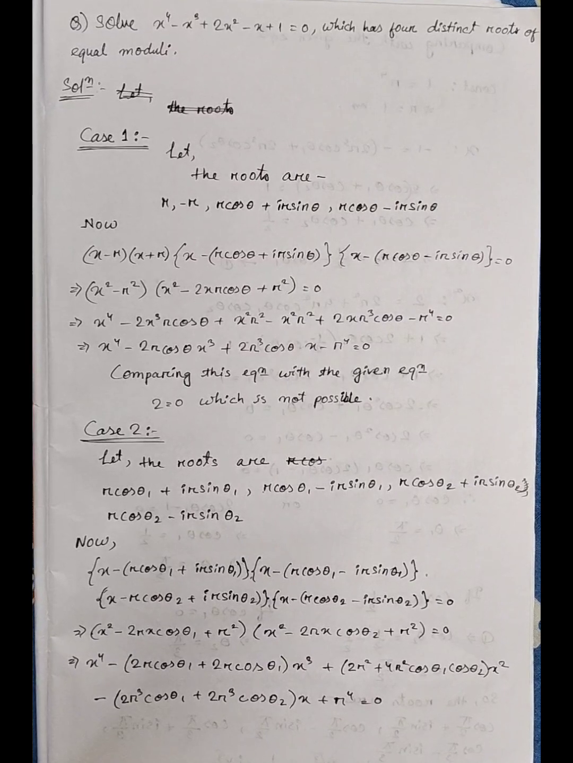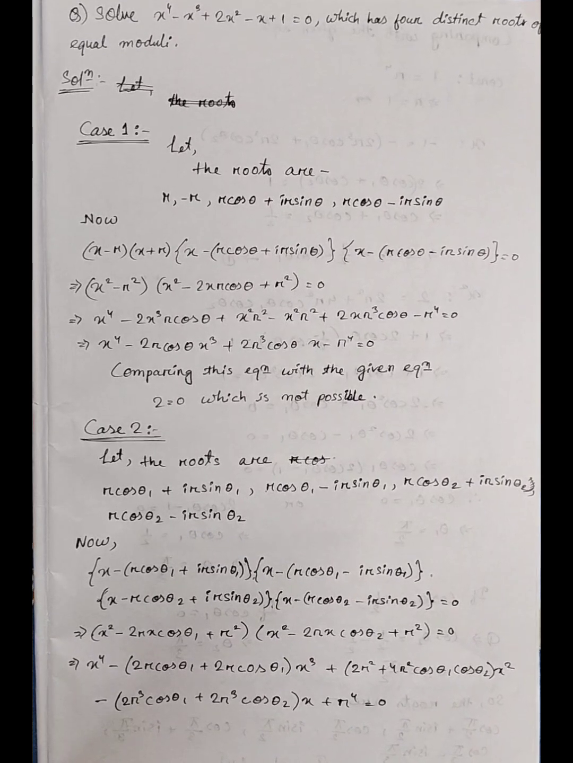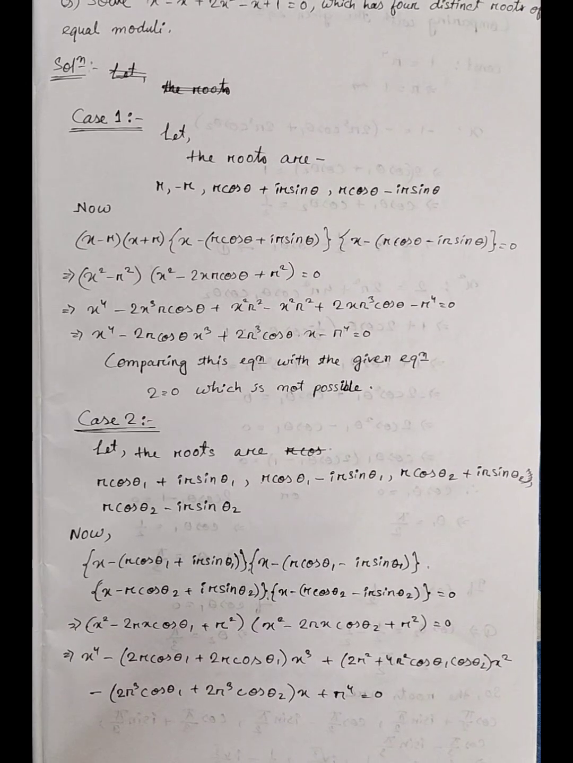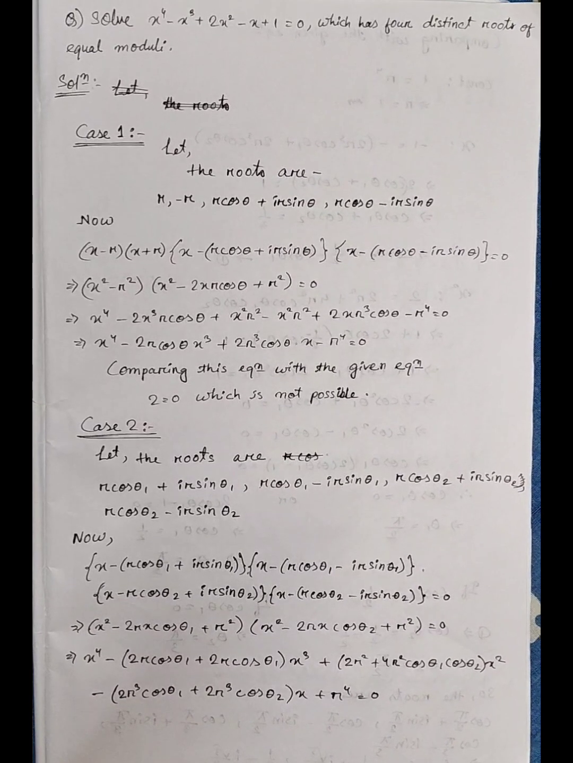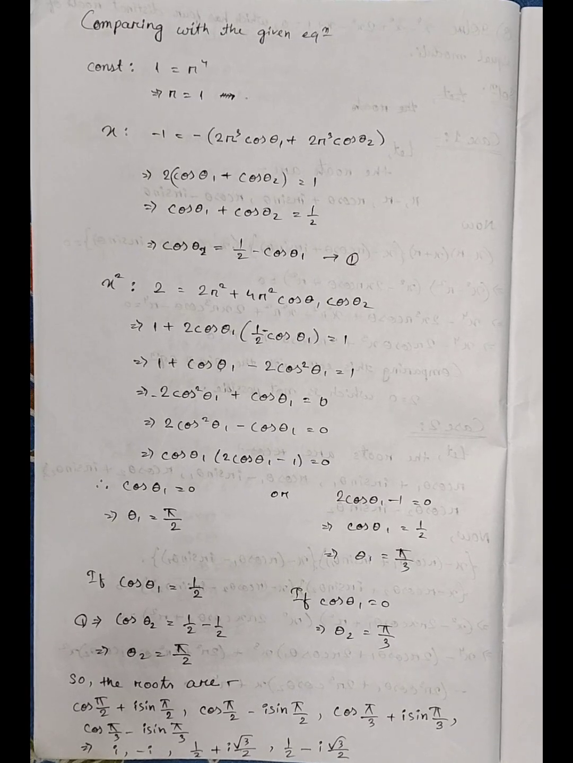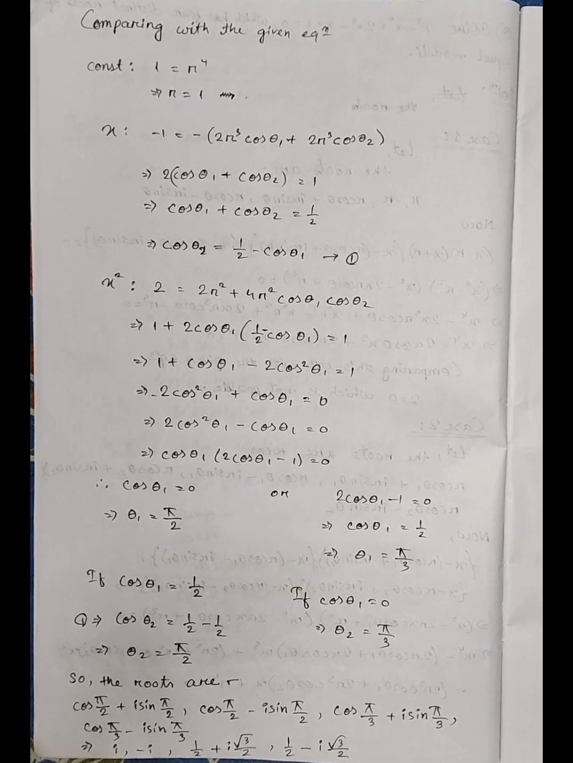Now in case 2, let us take 4 imaginary roots. So x minus these 4 imaginary roots are also factors of the given equation. Solving this like the previous one, we have got a new equation. Similarly, comparing this with the given equation, we got the value of r from the constant part.